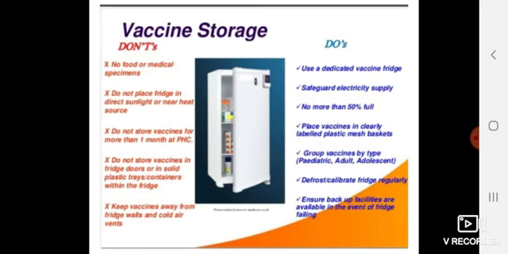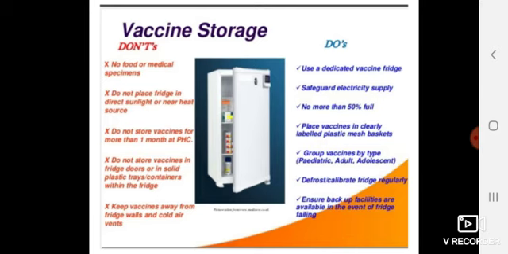Then vaccine storage. No food or medical specimens in the fridge. Do not place the fridge in a direct sunlight exposure area. Do not store vaccine for more than 1 month at PHC. Do not store vaccine in the fridge door or solid plastic trays. Keep vaccine away from the fridge walls and cold air vents.